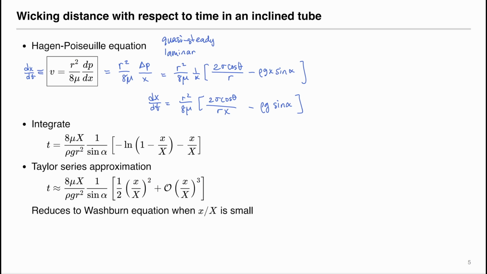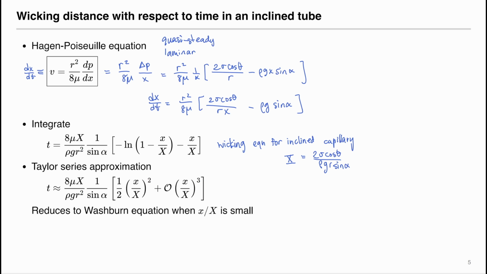So we have a differential equation of x with respect to t, and we also have x on the right side. So we can separate this equation and integrate to get the wicking equation for an inclined capillary. This equation is dependent on small x, and the big X is the equilibrium wicking distance, equal to 2 sigma cosine theta divided by rho g r sine alpha, that we have seen previously.